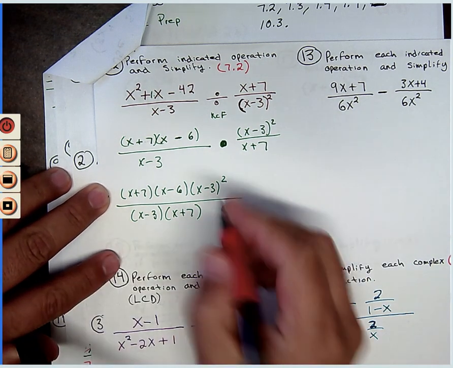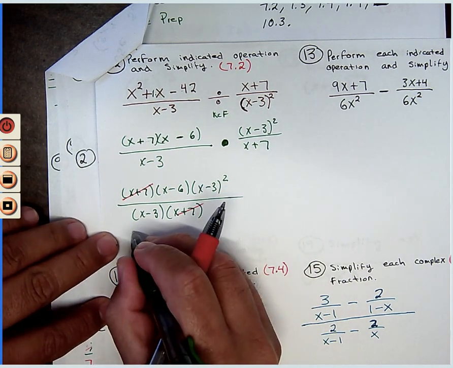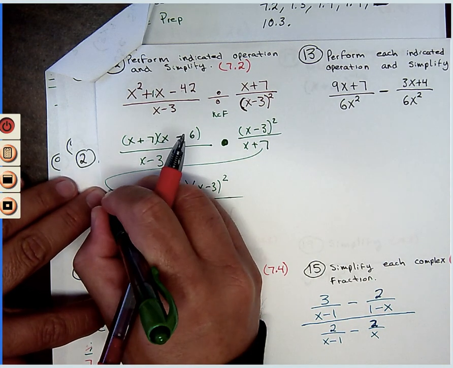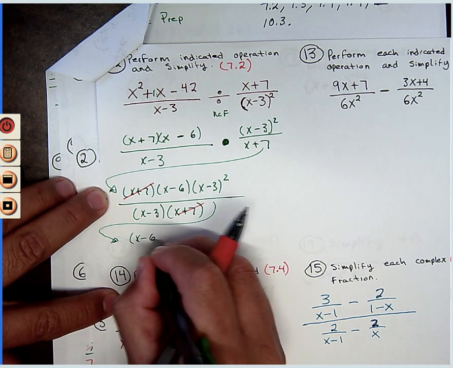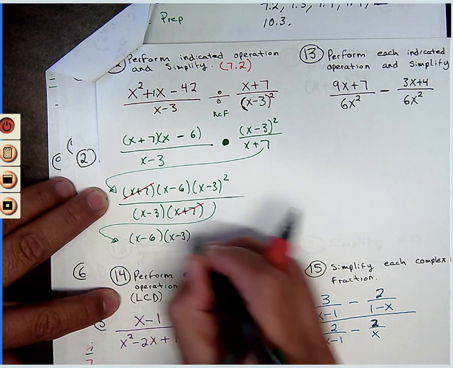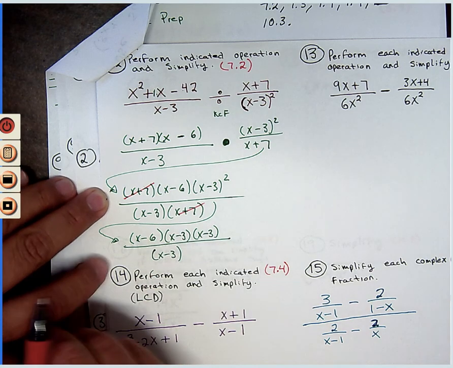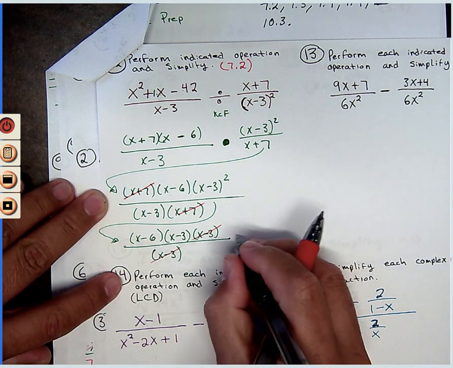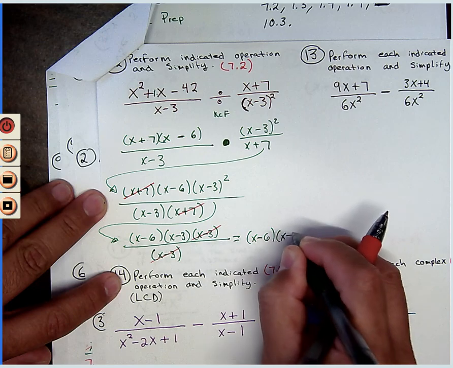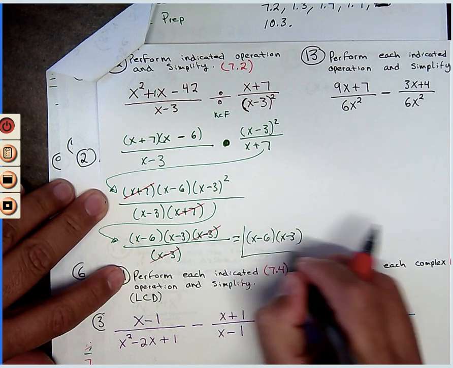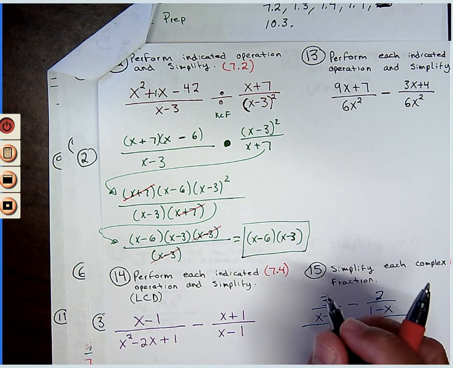Okay, so you know that goes away. And I'm going to expand this one so that you guys see what happens here. Put it here. So x minus 6, x minus 3, x minus 3 over x minus 3. So what happens here? Well, this one cancels. And you're left with this x minus 6 and x minus 3. That's the answer. And that's for section 7.2.